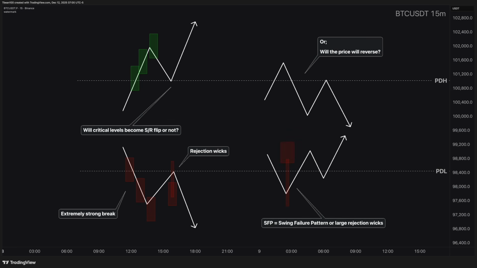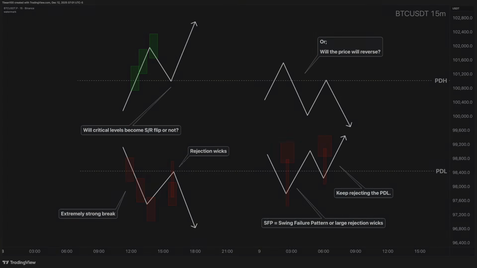However, if these price levels are broken and price immediately comes back with large wicks or swing failure patterns, that has a different story. Once the price moves back inside the range again and keeps rejecting the same levels, there's a much higher chance of a reversal now. As you can see, this is not an extremely complicated way of looking at and reading important key price levels.